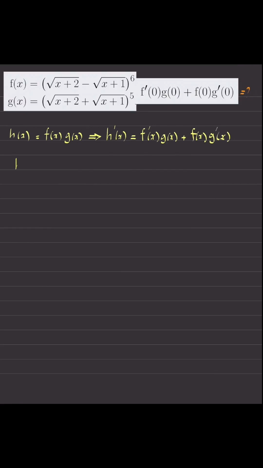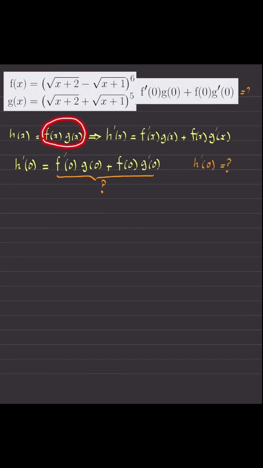And now if I ask you to calculate h prime of 0, you will replace every appearance of x with 0, which gives you f prime of 0, g of 0 plus f of 0 multiplied by g prime of 0. But you immediately recognize that is exactly the question mark that you are supposed to answer. So the question mark is just simply h prime of 0. But what is h of x? h of x is the product of these two functions, but the product of these two functions is very easy to calculate. How? So let me do that here.